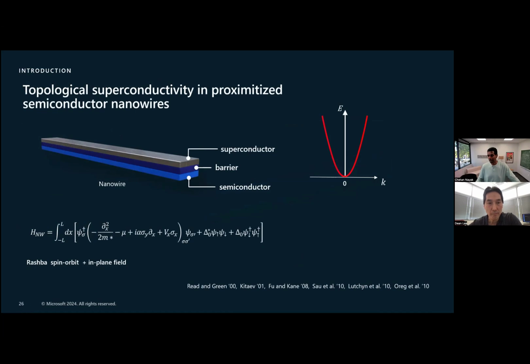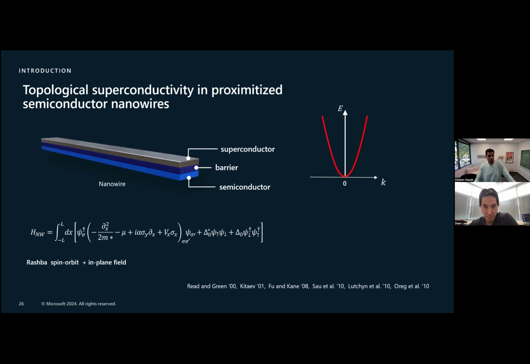Okay, so now let's be a little bit more specific and discuss how we actually make this topological superconducting phase in these proximatized semiconductor nanowires. So we have a semiconductor nanowire, some kind of barrier layer that regulates the coupling between that semiconductor and a superconducting layer. Here I have an equation that describes a simplified model of the physics of such a system.